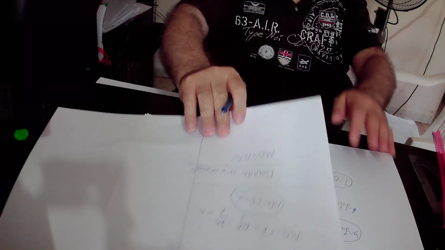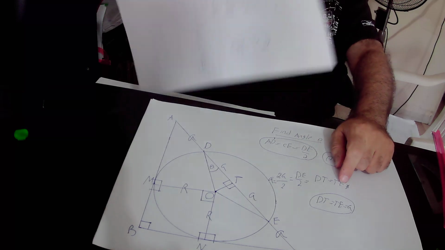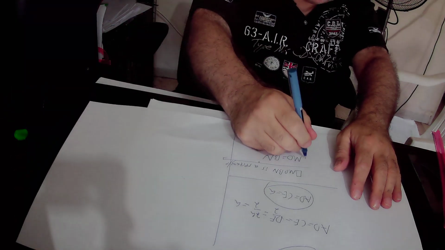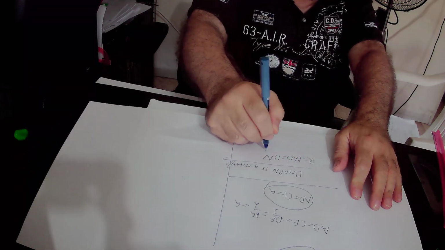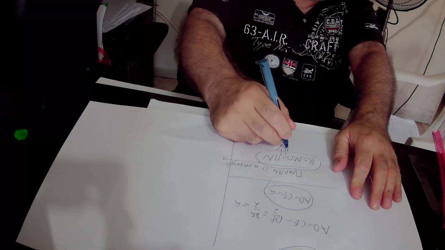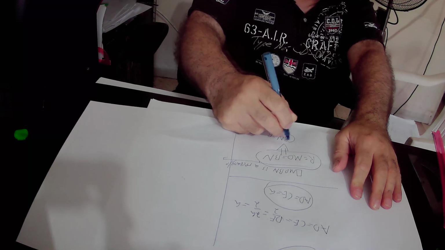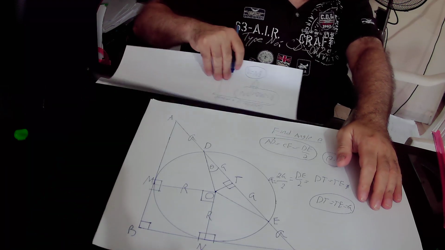And we already found out that MO equals R. So we can write here that MO equals R. And from this equation, R equals MO equals BN, we derive that BN is also equal to R. Okay, BN equals R.